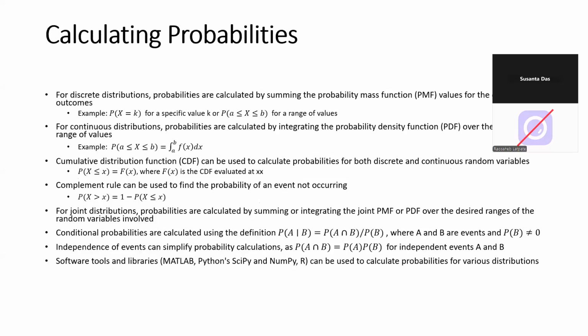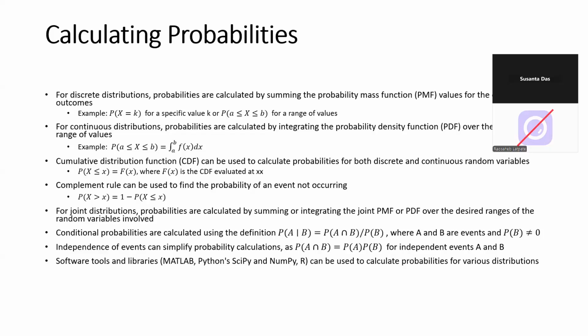Now, while calculating probabilities, one can calculate the probability that X equals k, or the probability in between a and b, along with the cumulative. Here one example is the probability of X in between a and b, which is equal to the integral from a to b of f(x) dx. How to calculate the integral and other things, I assume that you know.